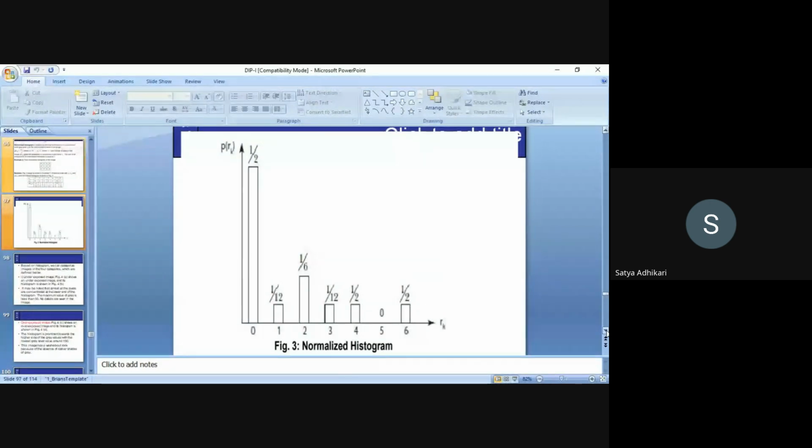You see, this is a normalized histogram. In a simple histogram, we have taken the x-axis and y-axis. On the x-axis, the gray label values, and the y-axis contains the number of occurrences, how many times. But here, there is a slight difference. The x-axis represents the gray label value 0, 1, 2, 3, 4, 5, 6, and the y-axis represents its corresponding probability value.